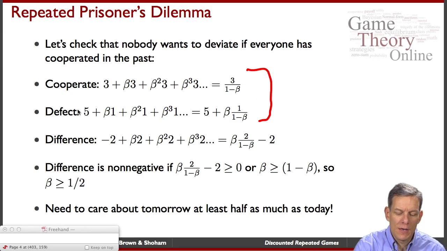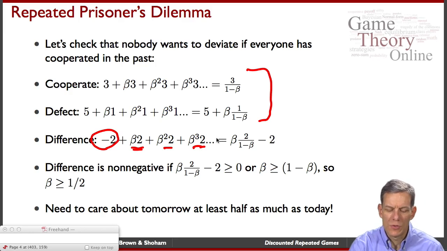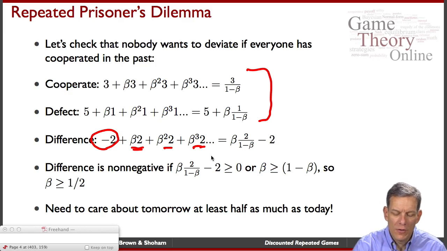If I stay cooperating instead of defecting, I'm giving up 2 today. I could gain by defecting, but then I keep the benefits of cooperation in the future. So I don't ruin things, and that means I'm getting a bunch of 2s extra in the future. And so when you look at this, the value of this is beta times 2 over 1 minus beta minus the 2 I'm foregoing today.